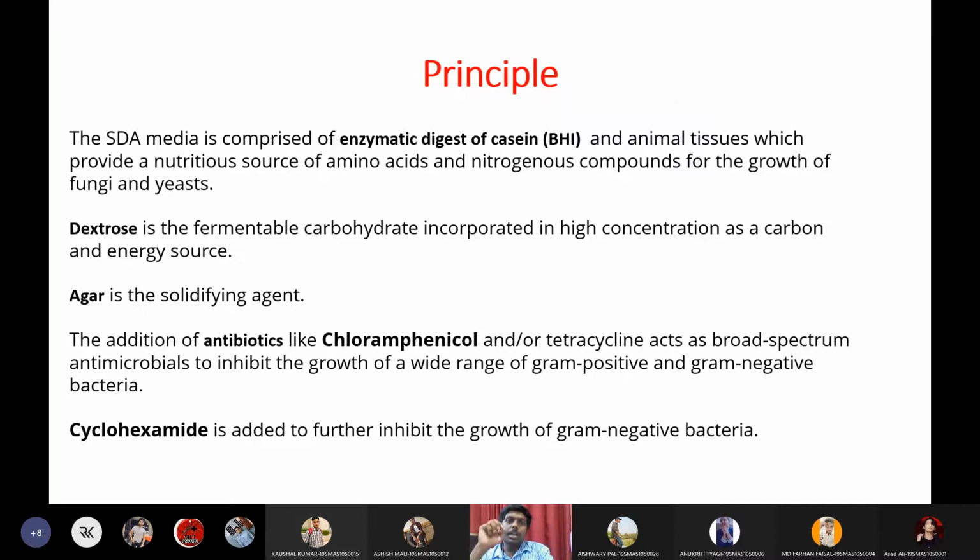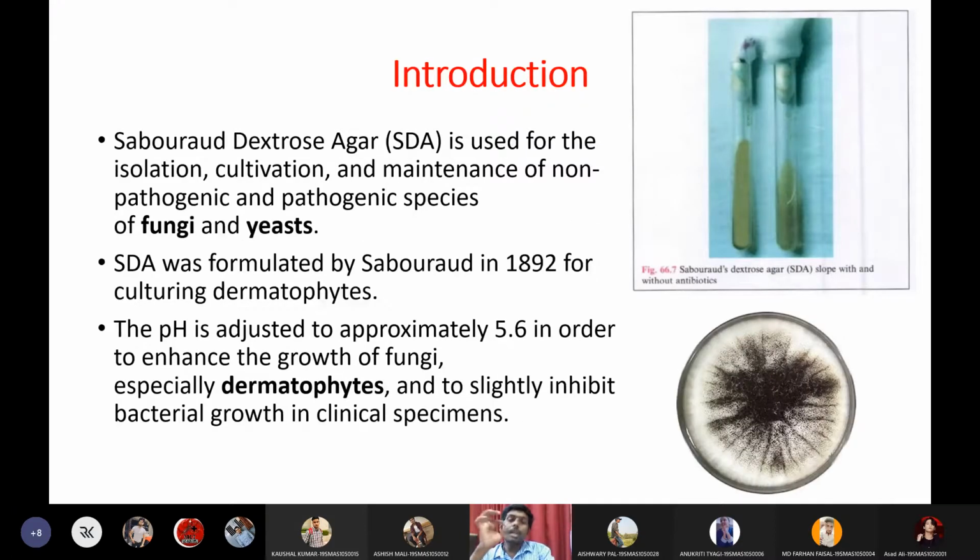BHI means brain heart infusion. So what is brain heart infusion? It is the powder form of the brain and heart of sheep. We take a sheep and dry the heart and brain of the sheep in the sunlight for almost 2 to 3 months. After that, we make powder out of it. Trust me, students, the smell of this BHI will be like a rotten dead body, like a decomposing dead body. That exact smell you will get from this brain heart infusion agar.